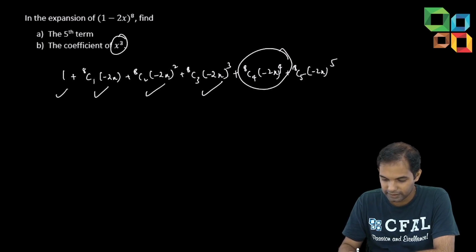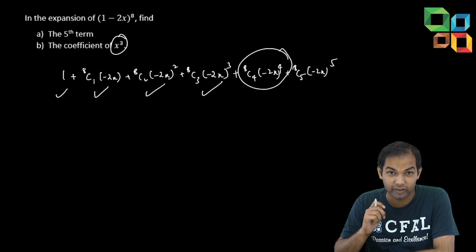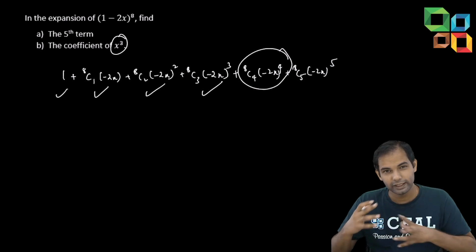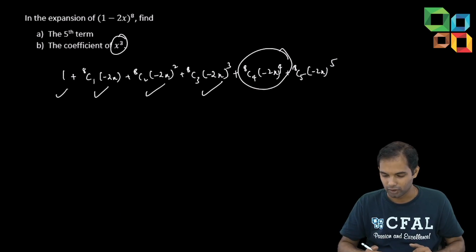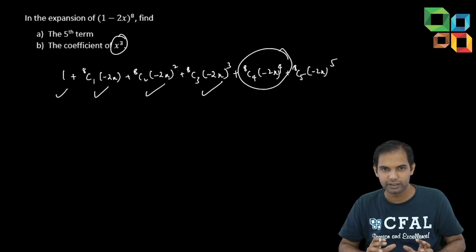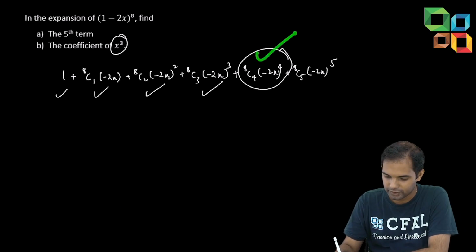Now you may say these are different things. See, x power 5 is actually here, but the fifth term is here because remember we don't have n terms, we have n plus 1 terms. We look at the general formula, you'll understand how to get it. But this should be very clear. So this is the fifth term.